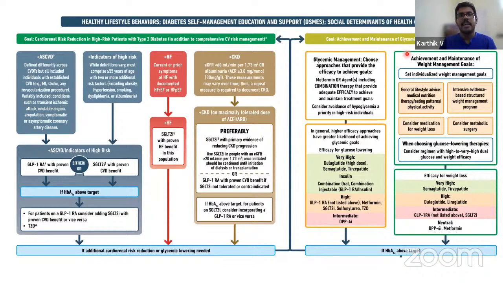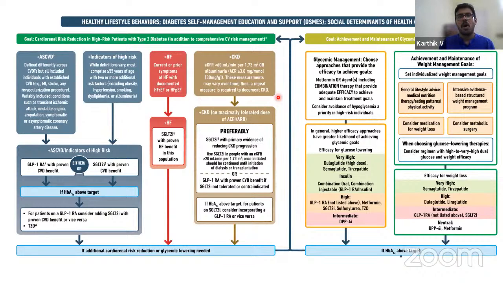So if your major concern is cardiovascular or renal issues, you have to have an SGLT2 inhibitor or a GLP-1 receptor agonist or a combination of both. That is the essence of all this half. If you have CVD, CVA or risk factors for that, or in fact you are having a renal dysfunction, you will start the patient on an SGLT2 inhibitor or a GLP-1 receptor agonist or a combination.